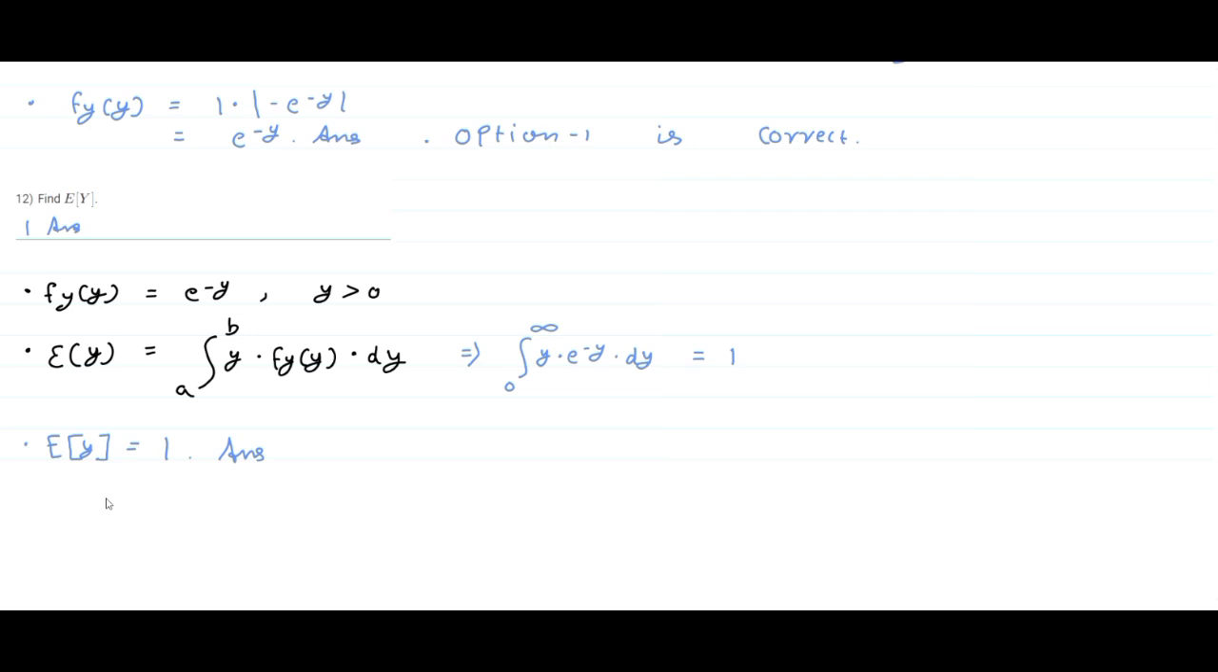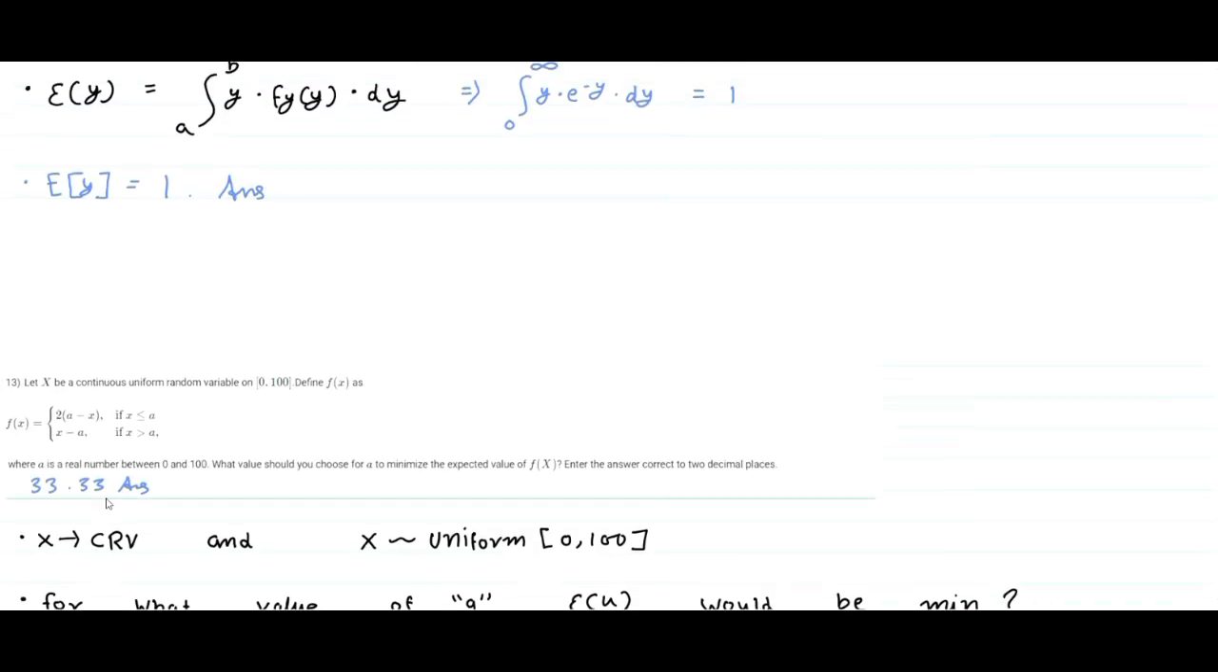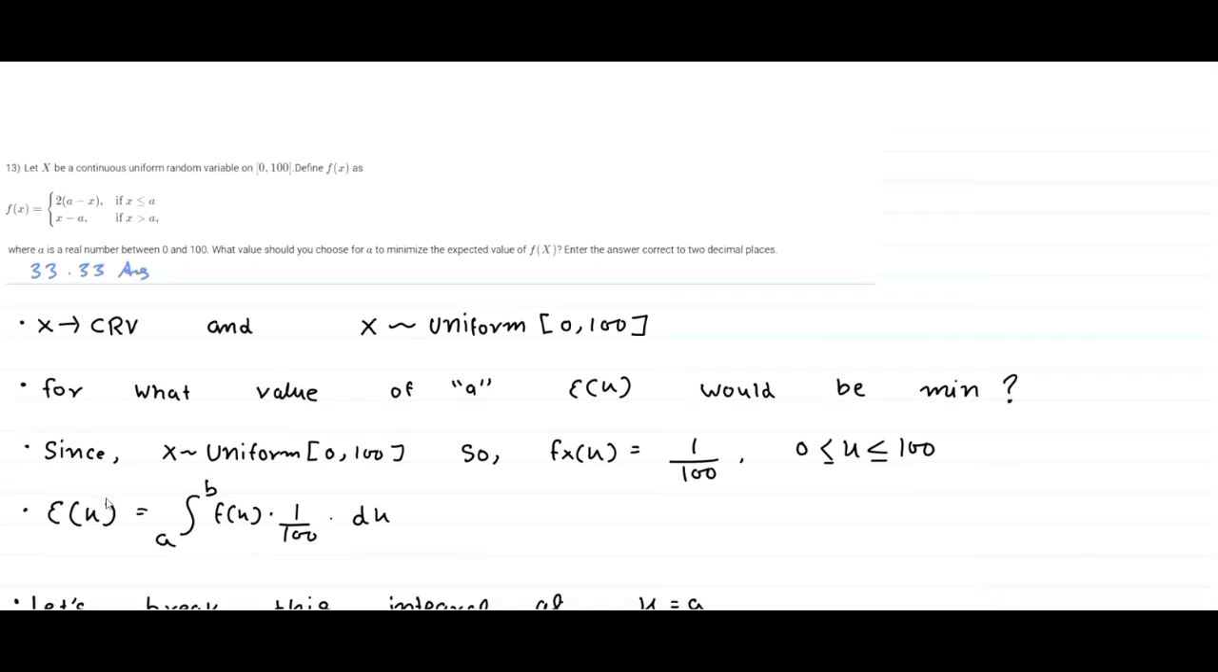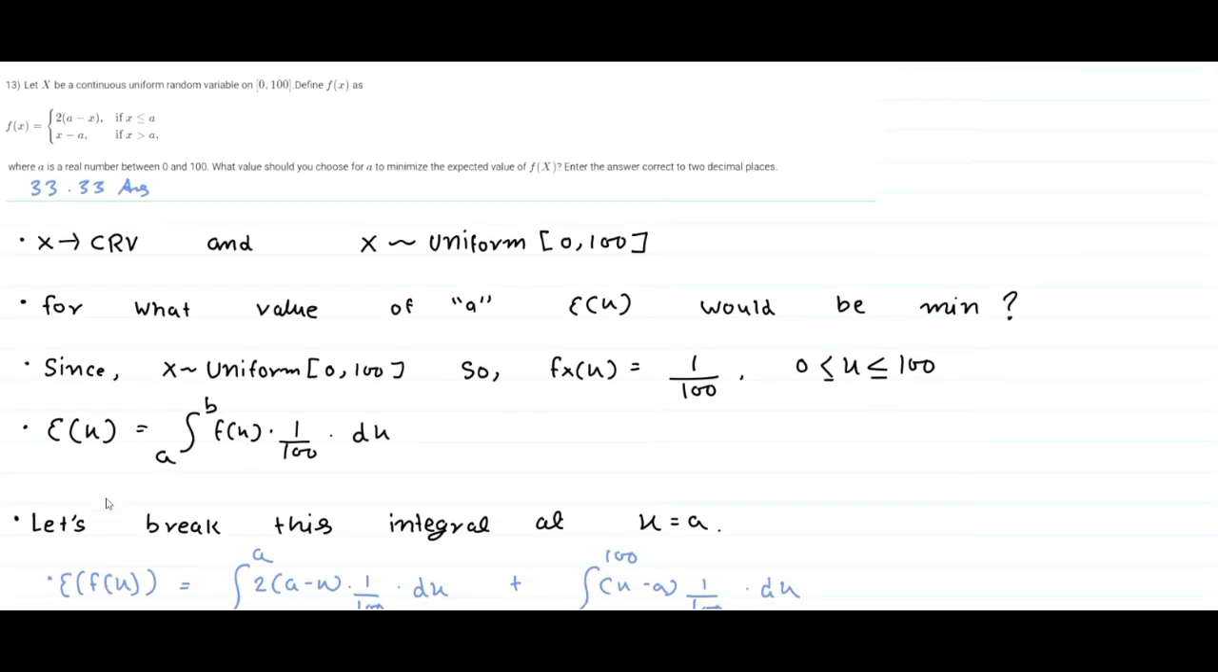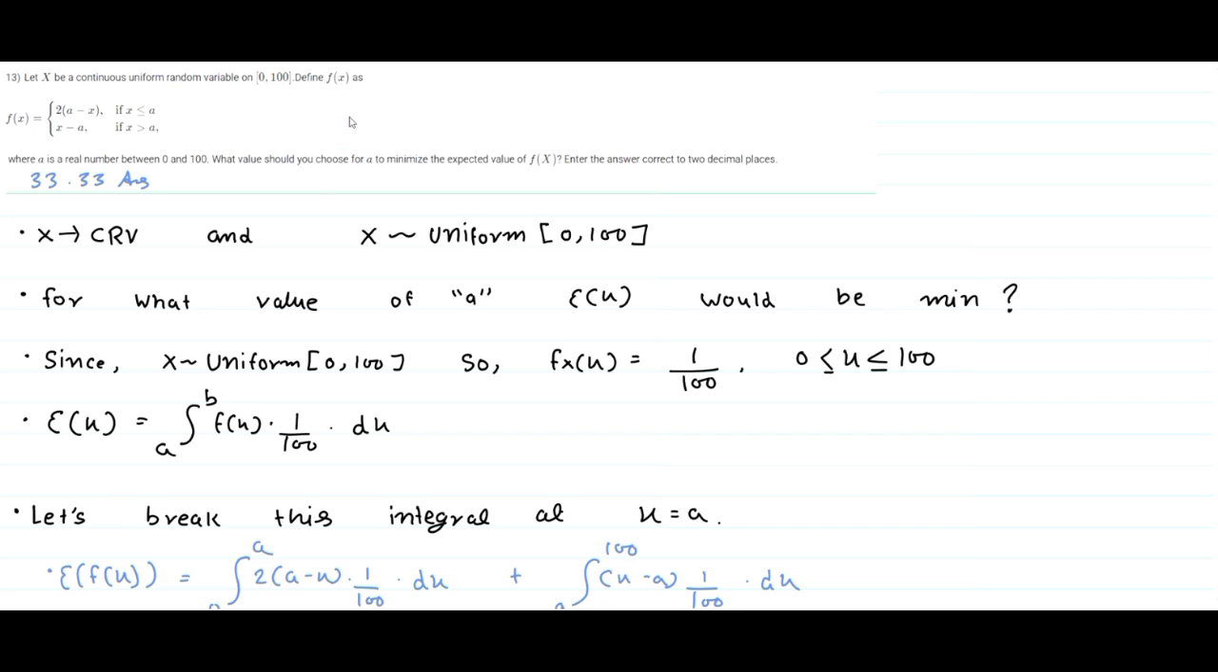Let us now move towards question number 13. Question number 13 says that let x be a continuous random variable that follows a uniform distribution over the range 0 to 100, and its function is given below. If we look at the given function, the intervals are not clear. There is a variable used in the interval which is represented as a, and it is given that a is between 0 and 100. What value should you choose for a to minimize the expected value of f of x?